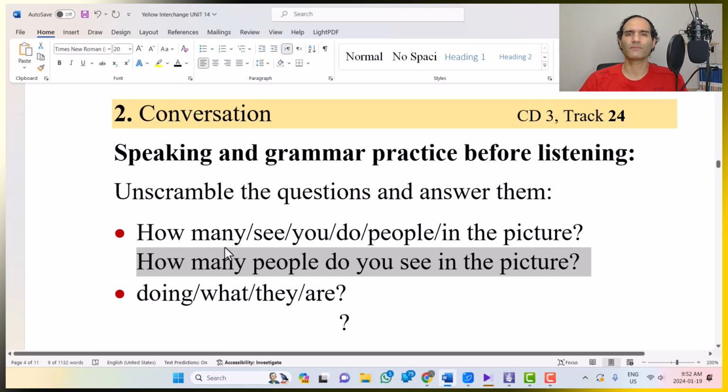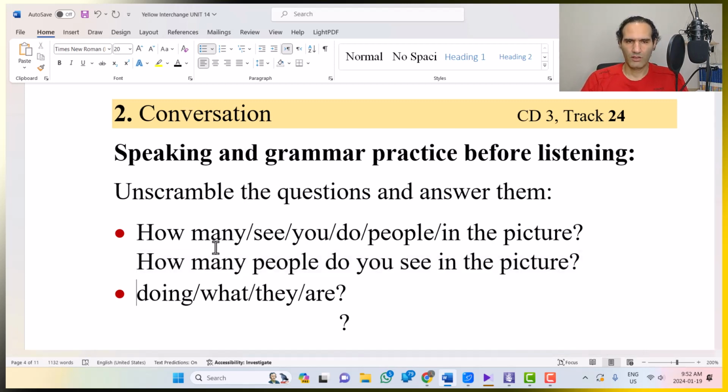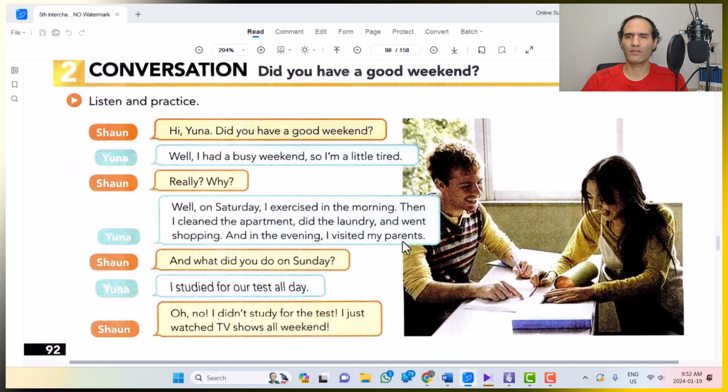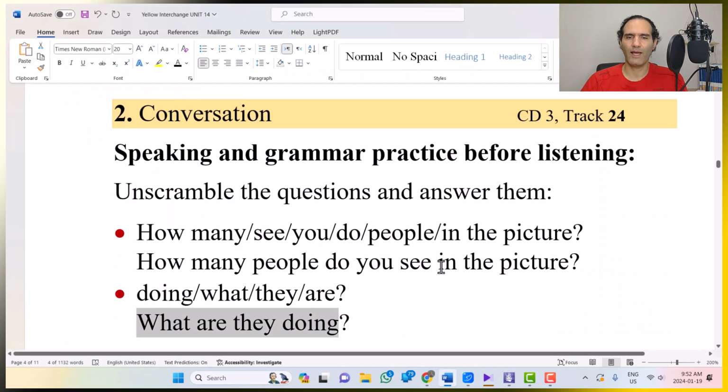Please answer. I can see 2 people, a boy and a girl. Unscramble: what are they doing? Very good. What are they doing? They are talking together. They are probably doing some homework. They are studying and they are laughing at something. They seem to be very happy about something.